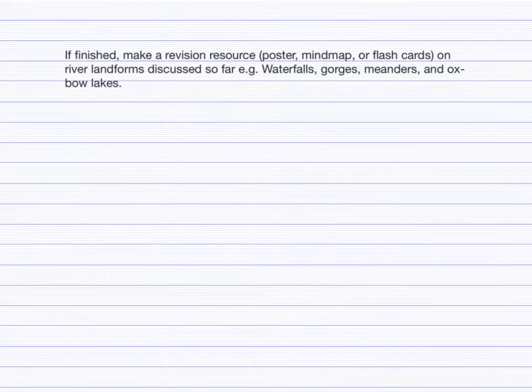Okay, so if you've finished all of the exam questions, you've done your notes on meanders and oxbow lakes, and you're happy with them, what I would like you to do is make a revision resource. So you can do a poster, a mind map, or some flashcards, or however else you best revise. You could do a quiz or something on river landforms discussed so far. So waterfalls, gorges, meanders, and oxbow lakes. You could make it on one big mind map or one big poster, or you could have separate little flashcards for each landform. It's completely up to you.